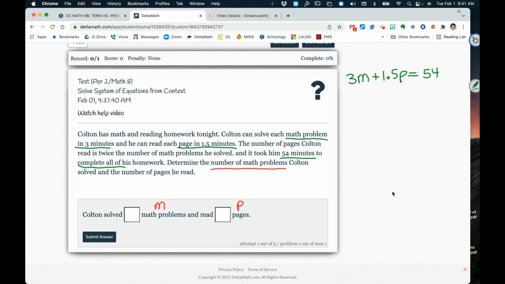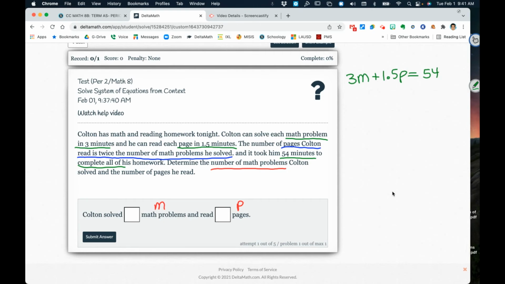Okay. Now, there should be some other piece of information that's going to allow us to write another equation. What else have we missed that's going to help us with the second equation? Yes? The number of pages Colton read was twice the number of math problems he solved. Yeah, that right there. So the number of pages he read is twice the number of math problems he solved.